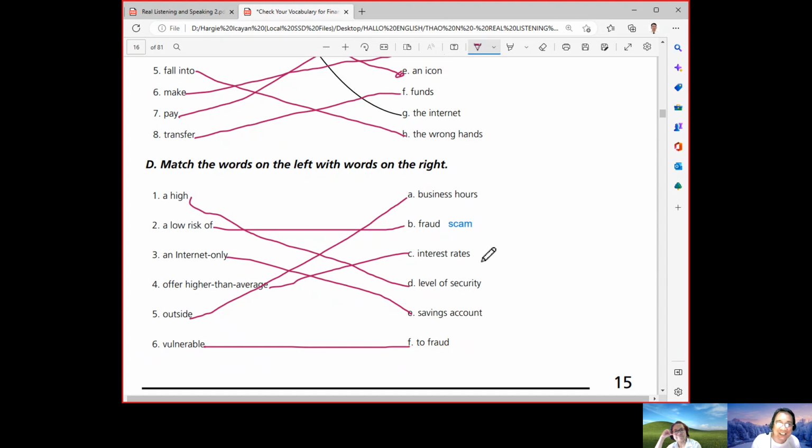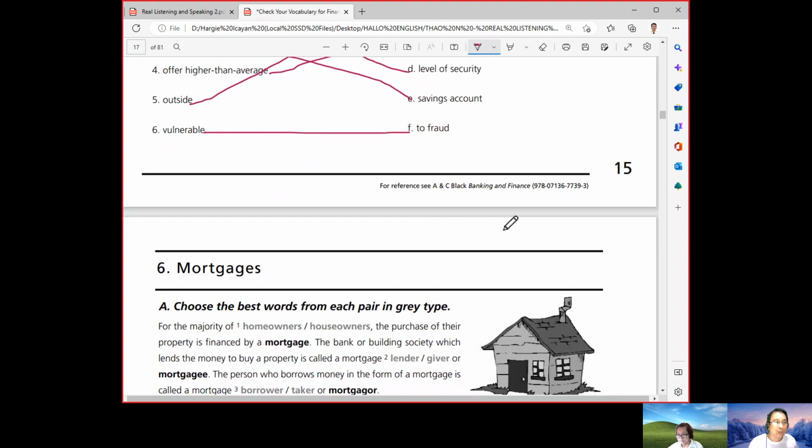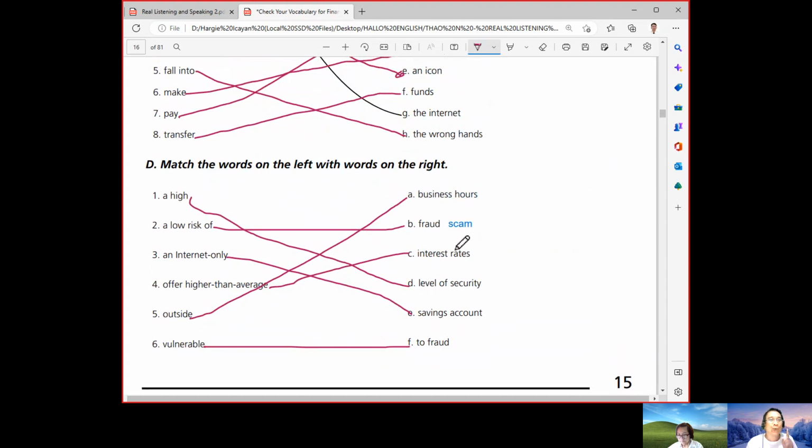All transactions can be done inside the bank only, but not outside business hours, because outside business hours is not considered valid business hours already. Okay, so that will be it. We're done already with the internet banking.